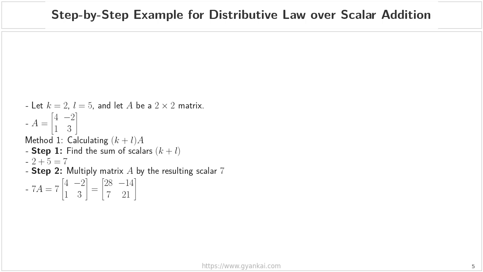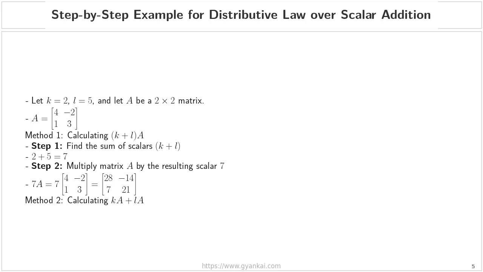By multiplying every single element within the matrix by 7, we arrive at a final matrix containing 28 and -14 in the first row, and 7 and 21 in the second row. Now, let us see if we achieve the same result using method 2, where we multiply the matrix by each scalar individually before adding them together.